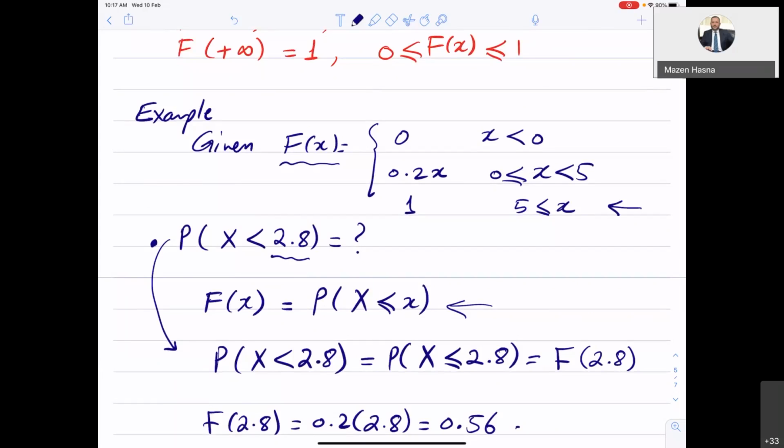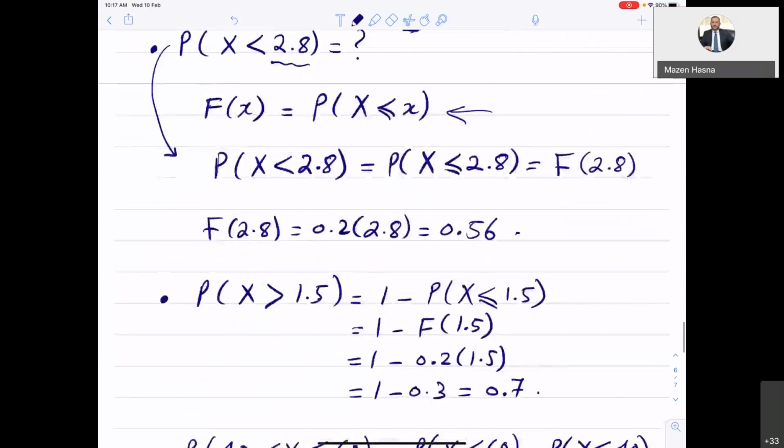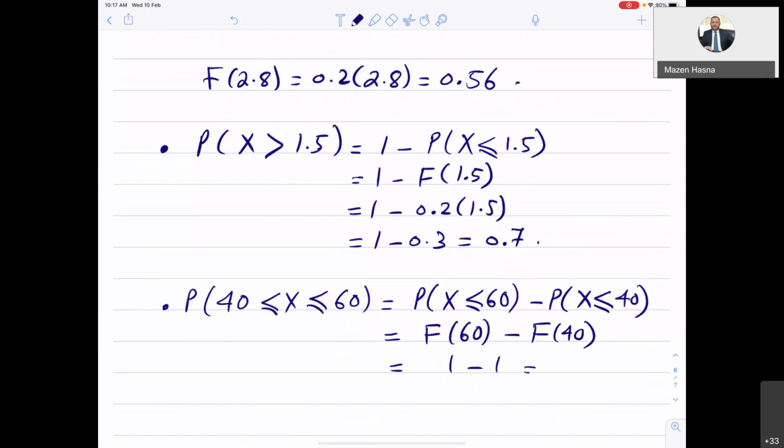In this range, if x is greater than 5, then the value of F of x is 1. So this is simply 1 minus 1, which is 0. Just follow the definition and what's given for the function that we are defining.